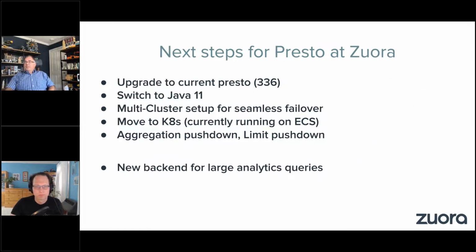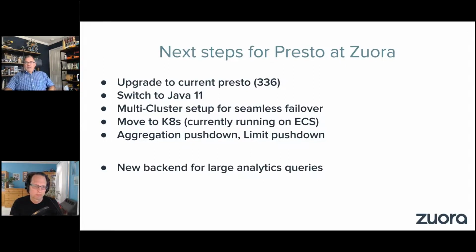What's next for us? We're upgrading to the current Presto, which is 336 for us. I know 337 just came out, but to quote Manfred, there's always a next version, and 336 is our next goal. This also means we're going to switch to Java 11. The current version of Presto that we run, 302, is running on Java 8, and we're excited about 11 because of the performance improvements that it brings.